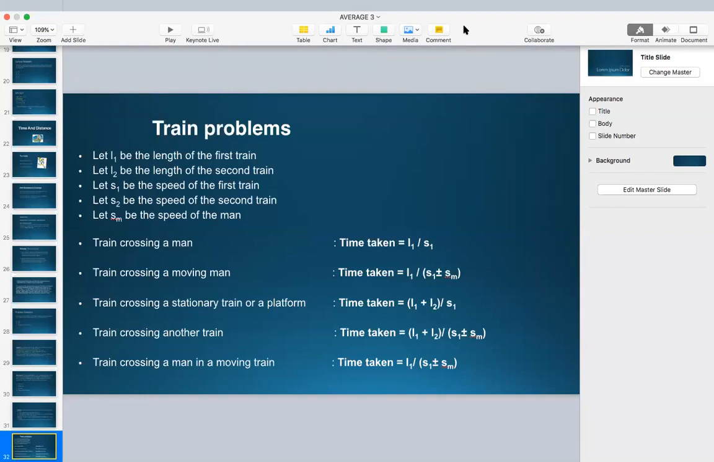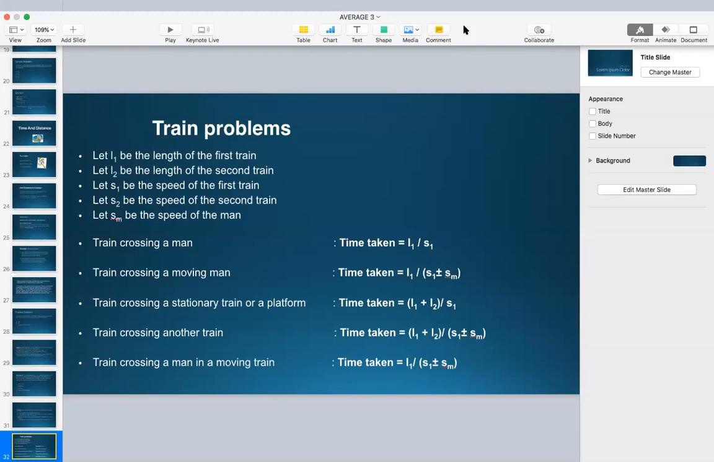But if the second object is not moving, then the speed in the denominator will be the normal speed of the object. And in the numerator, whenever you have to put the value of the distance, you will consider the length of the moving object, plus you will consider the length of the other object if it is considerably large with respect to the length of the train. So in this way you need to keep it in mind.